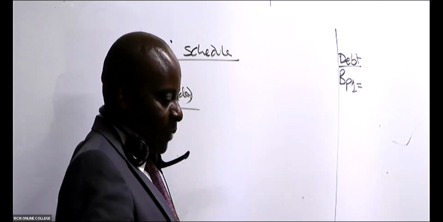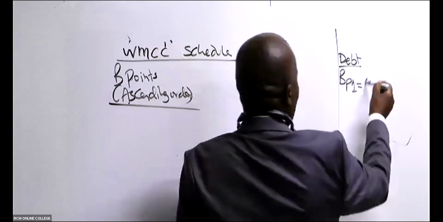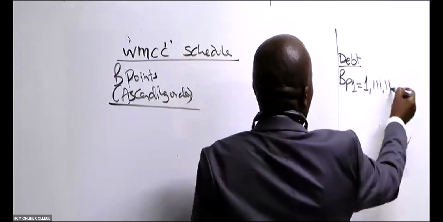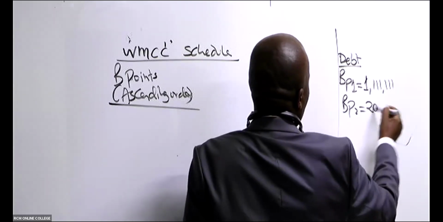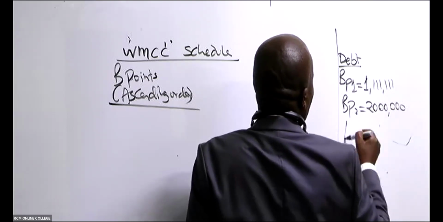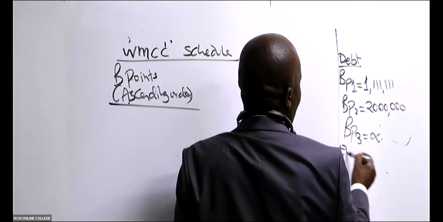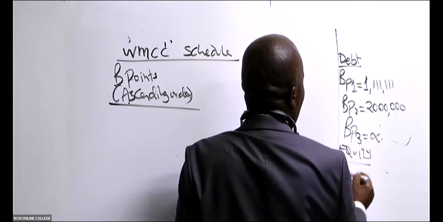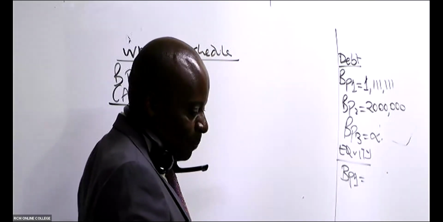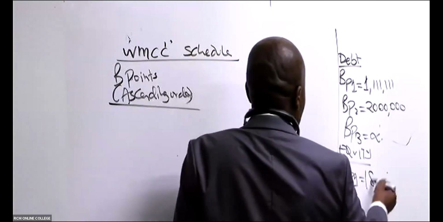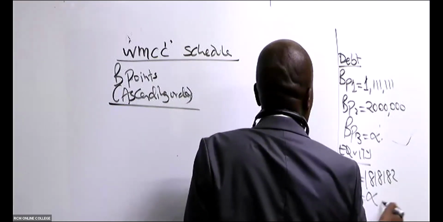For debt, is there somebody who is able to remind us what the breakpoint was? The first one was 11111. And then the second breakpoint, 2 million. And then the third breakpoint, infinity. And then we went to equity. Under equity, we had one breakpoint alone, which was 1818182. And then, of course, we have a second breakpoint, which was in fee.